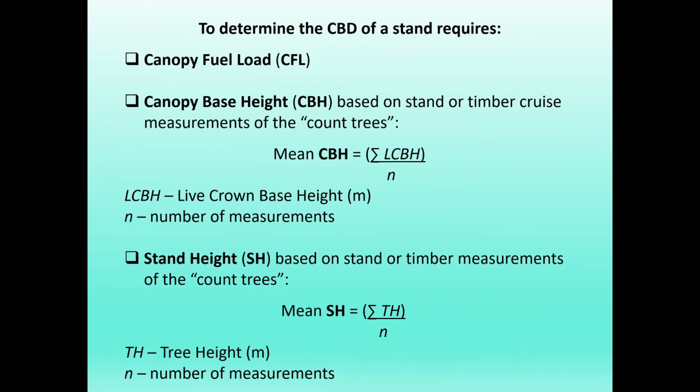To determine the canopy bulk density of a stand requires the following: canopy fuel load, as previously discussed, canopy base height based on a standard timber cruise and a certain number of count trees. The mean canopy base height would be, as shown here, the summation of the live crown base height measurements divided by the number of measurements. Similarly, the stand height is determined in the same manner.